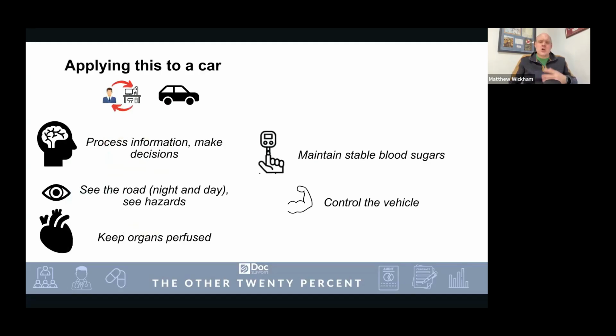Okay, so think about how to apply this to a car, and you can sort of suss out, if you go through system by system, what they need to do, and so where the errors may occur. So if you're thinking about what the brain needs to do, it needs to process information, make difficult decisions. Your eyes need to see the road both day and night, and also perceive and see hazards. Your heart needs to keep the rest of your organs perfused. So, is it making your brain perfused? Likewise, your blood sugars need to be maintained stable, and then your arms and legs need to control the vehicle. So it's very simplistic, but that should give you a couple of handrails to think, well, if they've broken their arm, are they fit to drive? Probably not.